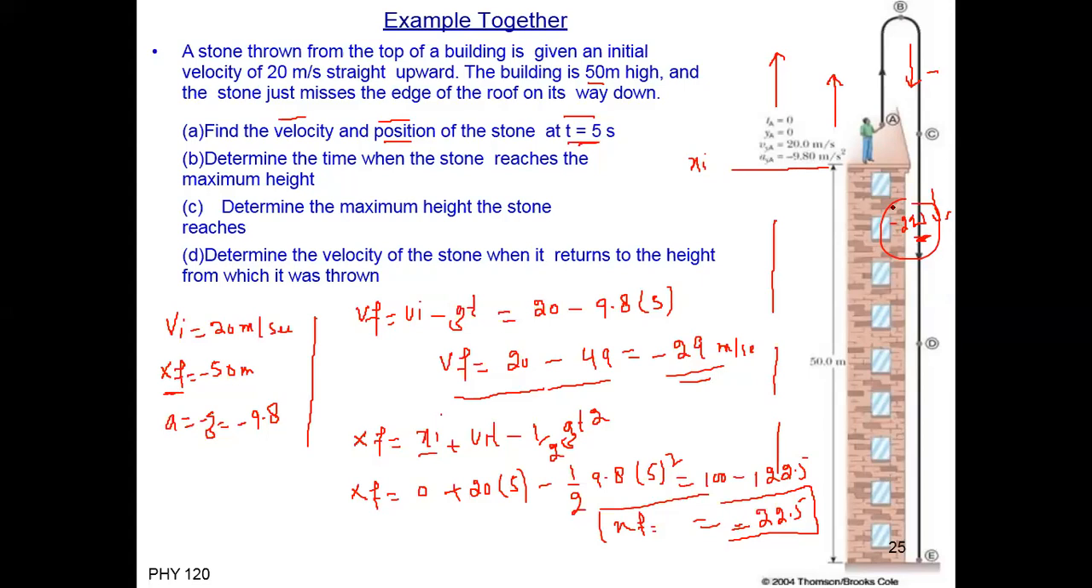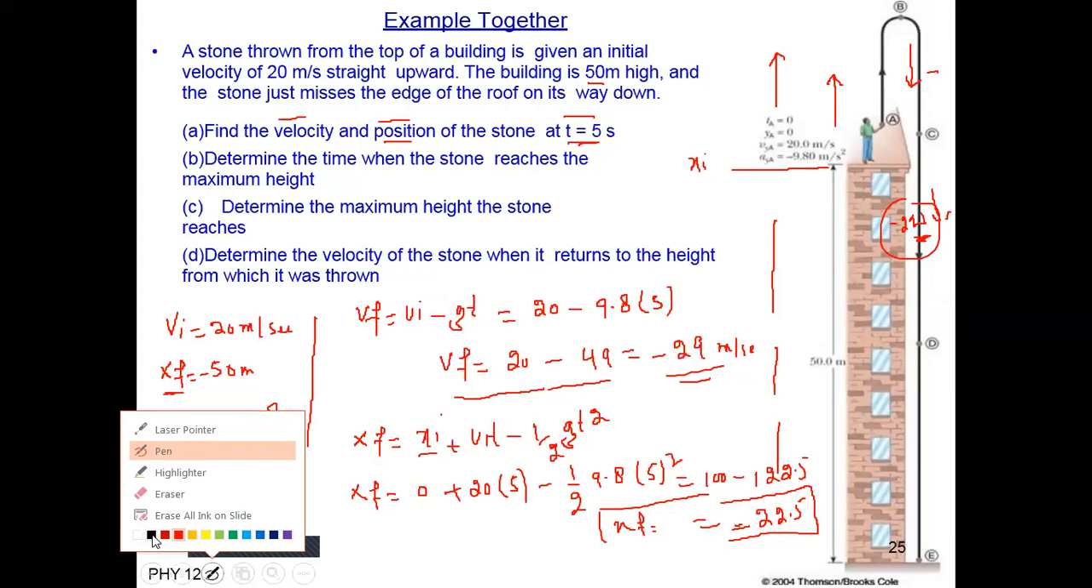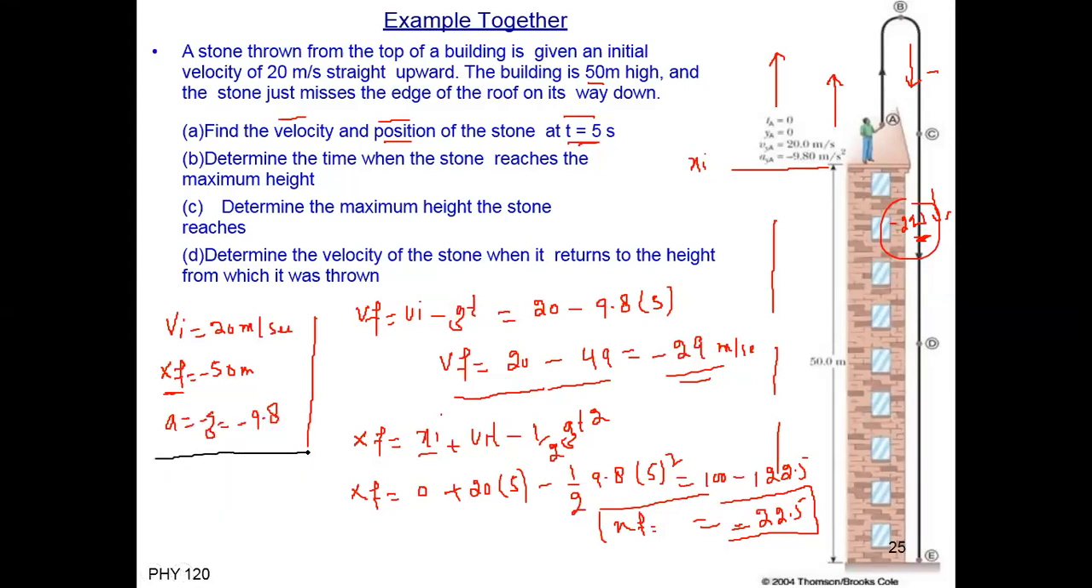Now B. For B, find out the time when the stone reaches the maximum height. So we know that at maximum height, what is the velocity of the body? Velocity would be 0. At maximum height, our final velocity will be 0.